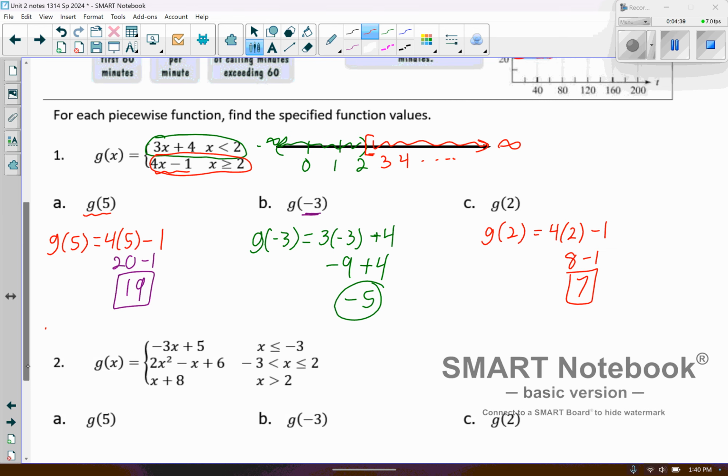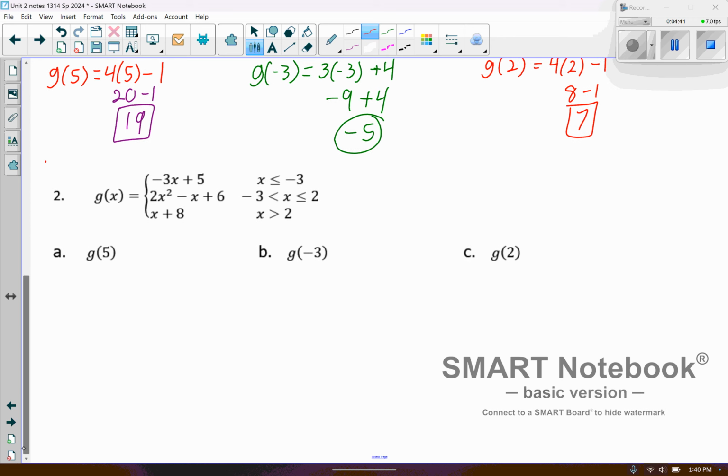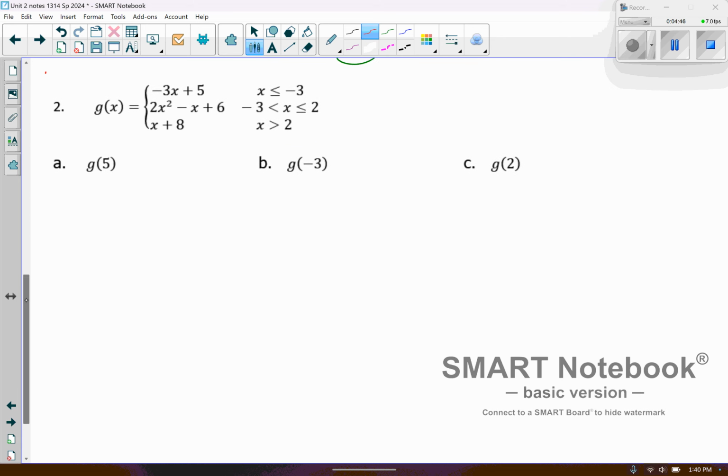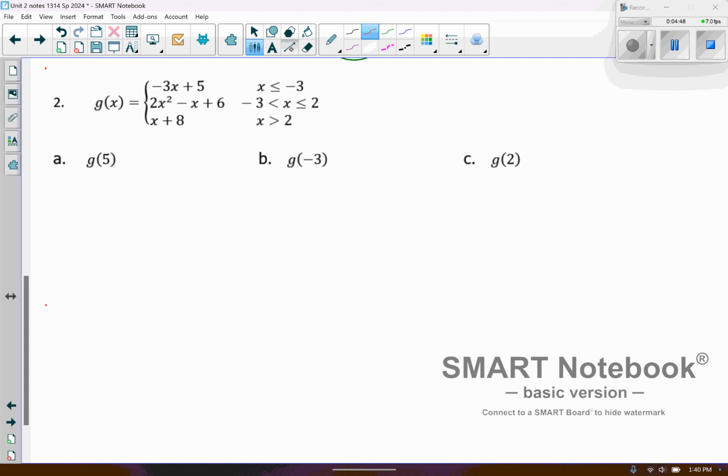Okay, so moving on, we got another one here, and we're going to throw in 3 equations now, but it's pretty much done the same way we did up there. You don't have to do this, but like I said, a lot of times for students, if they are struggling trying to figure out, okay, g of 5, which one do I plug it into? Sometimes it helps to color code this.